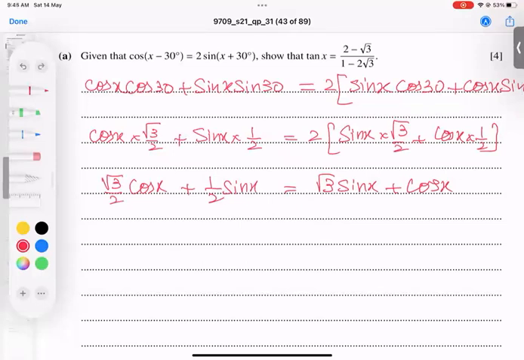So first of all, I bring this cos here and bring sine here. Half sine x, negative root 3 sine x, and cos x, negative root 3 by 2 cos x. From here, sine and sine common out.